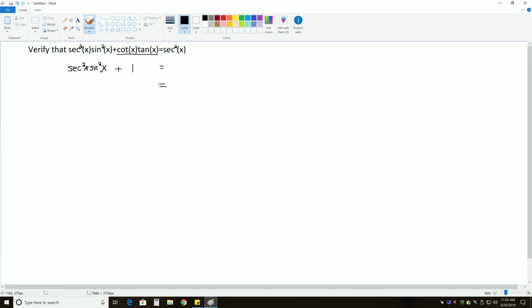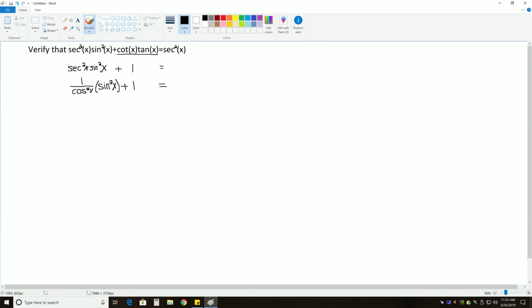So this secant squared x is the same thing as 1 over cosine squared x. So we get 1 over cosine squared x times sine squared x. And that's going to be plus 1.